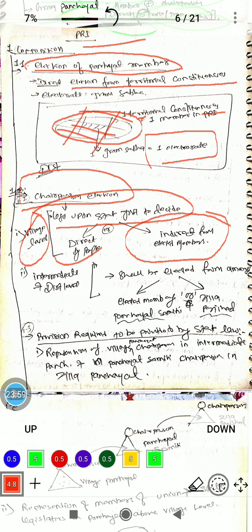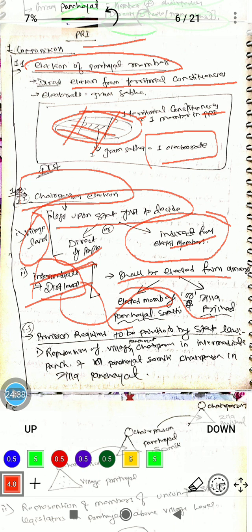And at the intermediate and district level, it shall be elected from amongst the elected members. In the intermediate it will be from the Panchayati Samiti, and for the district it will be from the Jilla Parishad. Means at the village level there is a choice for the state whether it can go for the chairperson election directly from the people or indirectly, but for the intermediate level and district level, that selection should be from the elected members already at the intermediate stage, that is the Panchayati Samiti and the Jilla Parishad.